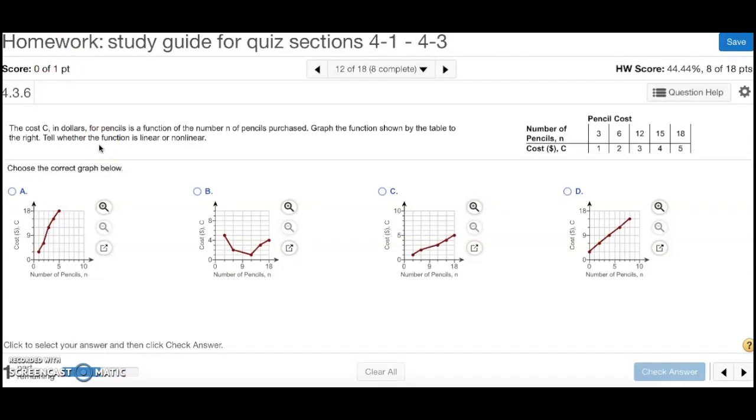12. The cost C in dollars for pencils is a function of the number n of pencils purchased. Graph the function shown by the table to the right. Tell whether the function is linear or nonlinear.